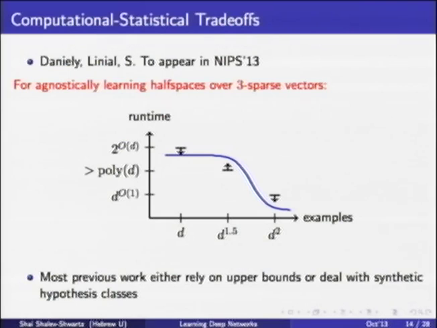So statistically, you can learn this problem with order of d examples, where d here is the dimension, but the naive algorithm takes exponential time. Now, we show that if you have less than d to the power of 1.5 examples, then no algorithm can learn it in polynomial time. You must have super polynomial time. But once you have d square examples, then suddenly you can learn it in polynomial time. And so this result is, as far as I know, the first that shows it for a non-synthetic problem, together with lower bounds.